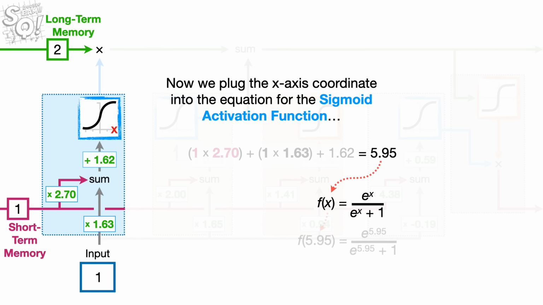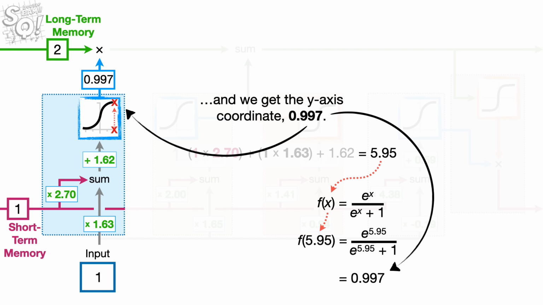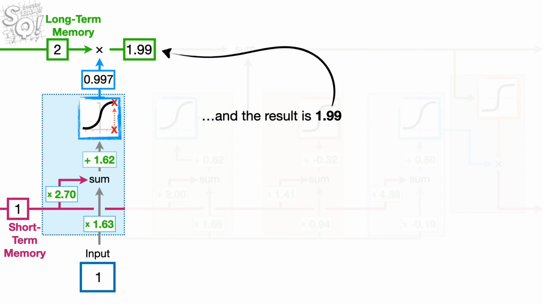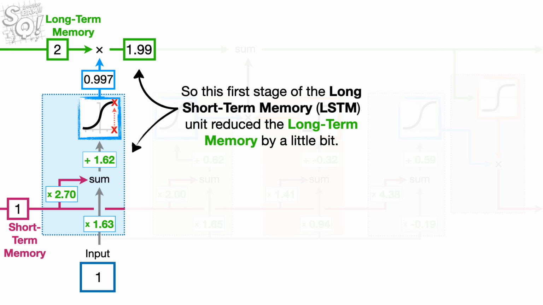Now we plug the x-axis coordinate into the equation for the sigmoid activation function, and we get the y-axis coordinate, 0.997. Lastly, we multiply the long-term memory, 2, by the y-axis coordinate, 0.997, and the result is 1.99. So this first stage of the long short-term memory unit reduced the long-term memory by a little bit.